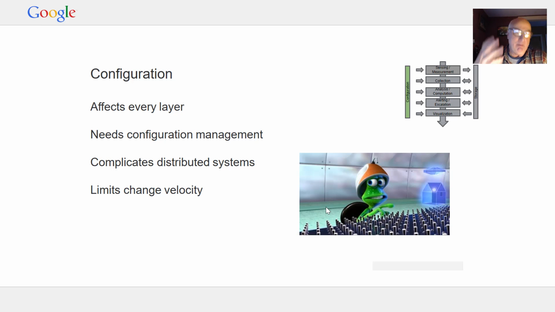So configuration affects every layer, and in your lab where you add a monitoring layer to your lab architecture, this is why. Configuration goes throughout the whole monitoring process, and we've got to have configuration management. We've got complicated distributed systems, and limits change velocity. So our speed at which we can change things is limited by our configurations. It's kind of cool.